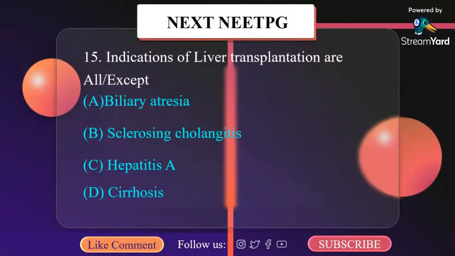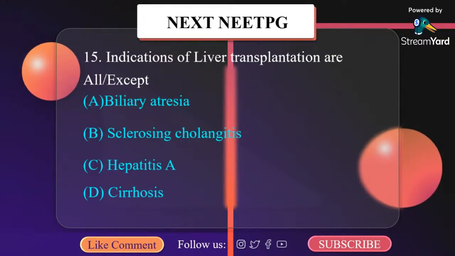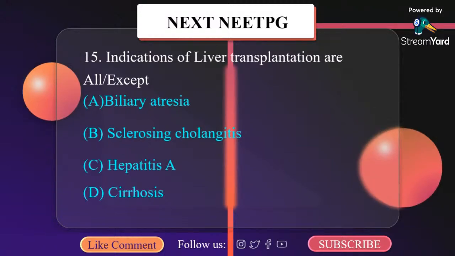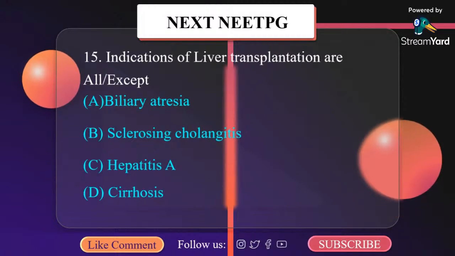Indications of liver transplantation are all except: A. Biliary atresia, B. Sclerosing cholangitis, C. Cirrhosis, D. Hepatitis. Of course, cirrhosis and sclerosing cholangitis are the indications. Biliary atresia is also an indication. Hepatitis A is not an indication. So the correct answer here is C.